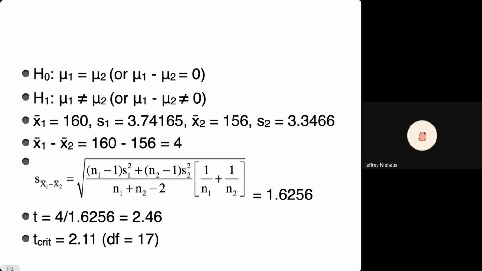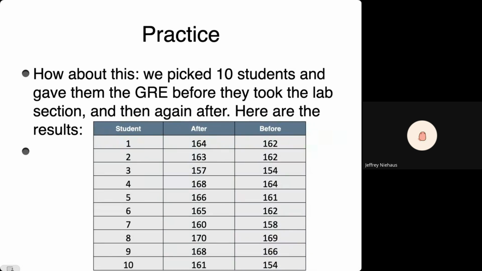Okay, last example, last thing. How about we did this, which might actually be the best research design. We picked 10 students at random and gave them the GRE before they took the lab section, and then gave them the GRE again after they took the lab section. I've listed after in the first column and before in the second column so that we can say if they increased after the lab, then they're going to get a positive score by taking column 1 minus column 2.